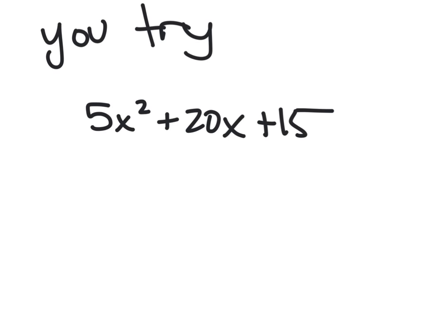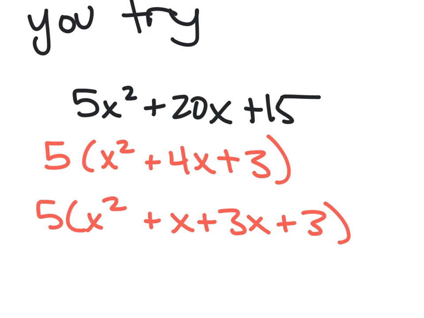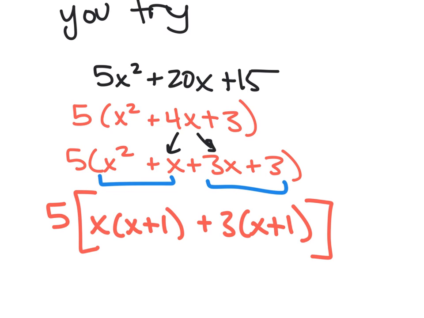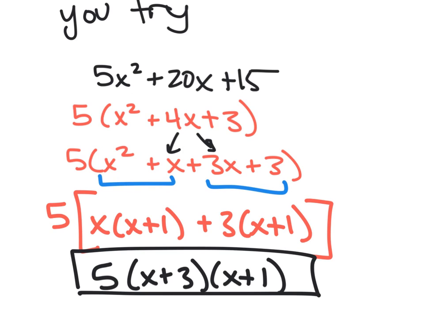Alright, your turn. 5x squared plus 20x plus 15. Look for a GCF and then see if you can factor this by grouping. So we started by finding the GCF of 5 and then finding two numbers that multiplied to 1 times 3, so multiply to 3 and add to 4, which were just 1 and 3, so we broke 4x into x and 3x. And then after grouping, we finally saw that the factors were 5 times x plus 3 times x plus 1. If you wrote these in a different order, this part might look a little bit different, but your final factors will still come out to be the same.